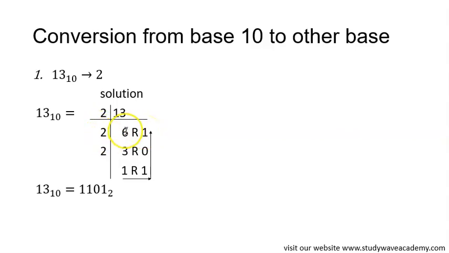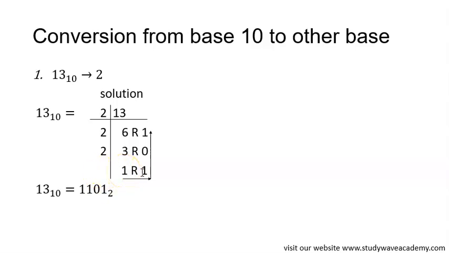6 divided by 2 is 3. Remainder 0. When you use 2 to divide 6, there is nothing remaining, right? So it's remainder 0. You write it. Then we use 2 again to divide 3. 3 divided by 2 is 1. Remainder 1. Okay? So we stop here because 2 cannot divide 1.